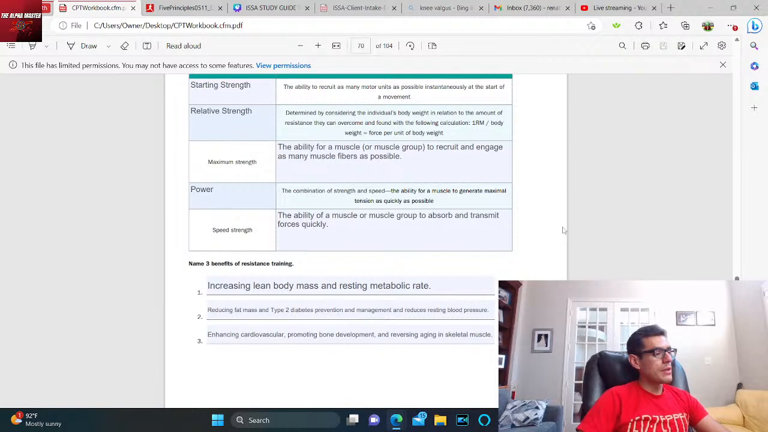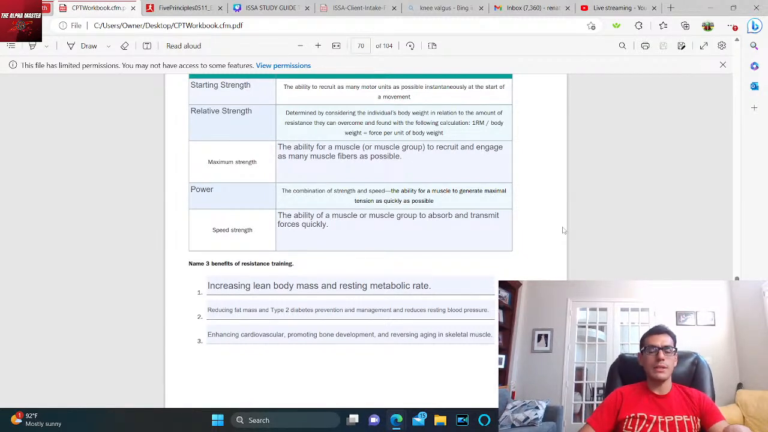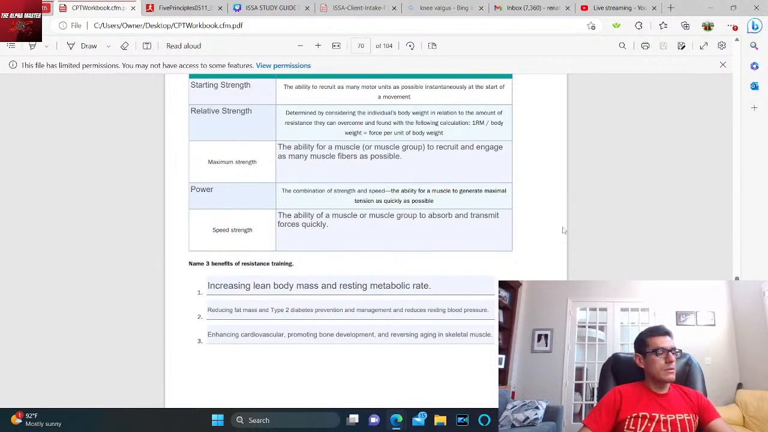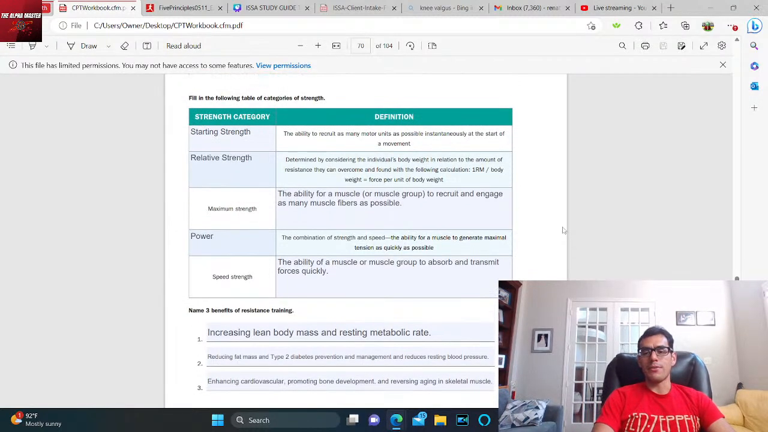And reduces the resting blood pressure, enhances cardiovascular health, promotes bone development, and reverses aging in skeletal muscle. So the benefits of resistance training are that it increases lean body mass and resting metabolic rate, reduces fat mass and type 2 diabetes prevention and management, reduces resting blood pressure, enhances cardiovascular health, promotes bone development, and reverses aging in skeletal muscle.